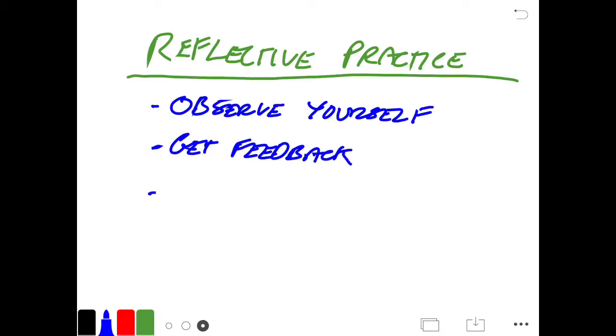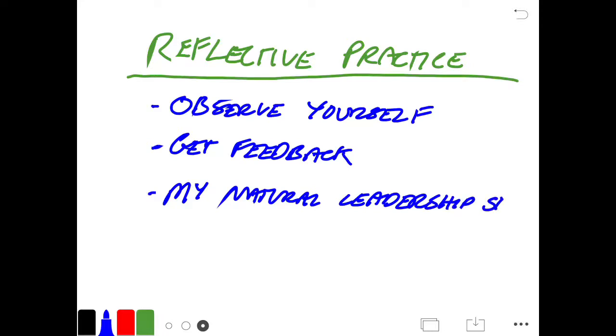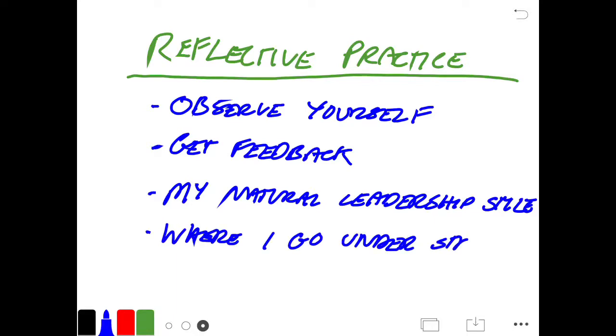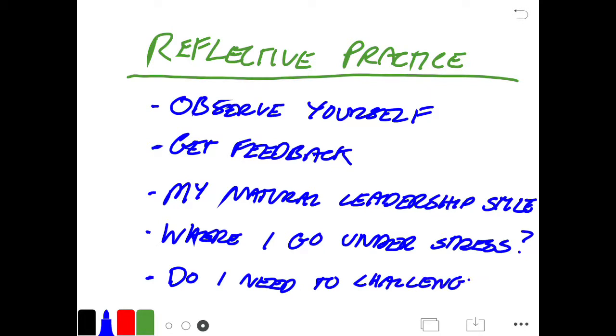Also, if you can, get some feedback. Sometimes the best way to get a perspective on ourselves is to ask others. And then see if you can highlight, if you don't know already, of course, what your natural leadership style is and where you go when you are under stress. And again, observing the behaviours that you demonstrate to say that you're in a particular type of leadership style. And of course, the last thing to consider here is, do I need to challenge my leadership style? In other words, is there a better place I could be leading from?